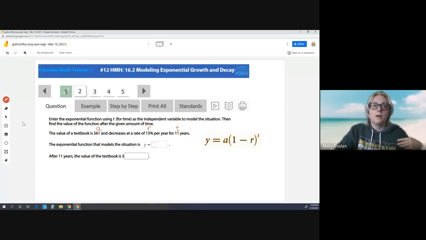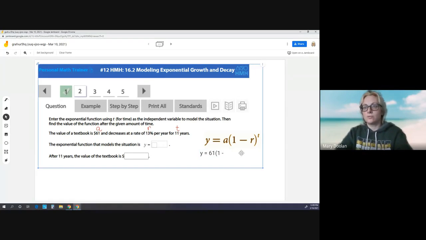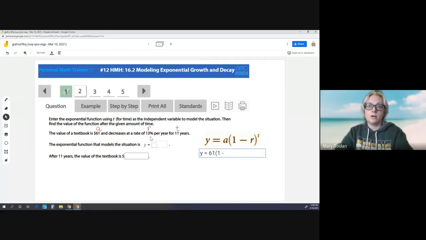Okay, so let me grab this. And we're going to type y equals a, but I'm going to put 61 times 1 minus r. Okay, so what am I going to use for r? Right? r is 13%. So I do have to do a little bit of changing it so I can put it in as a decimal.